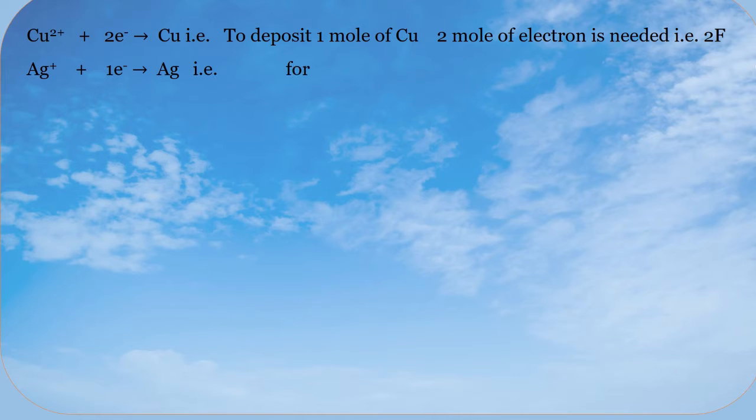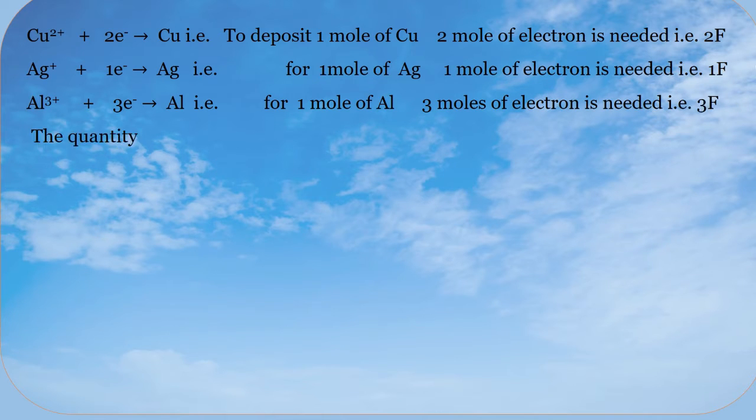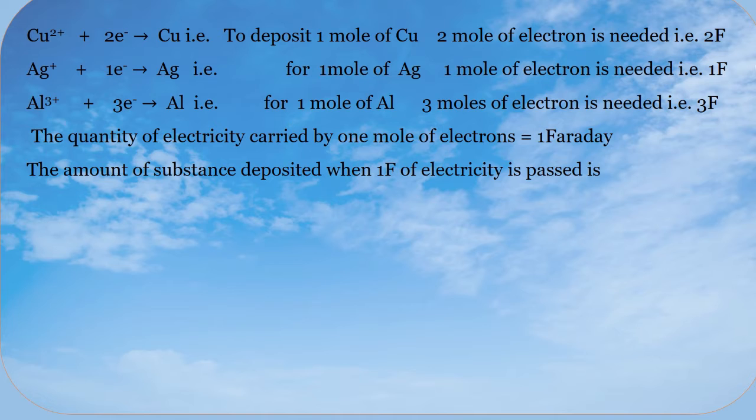Going by the same logic, you can see that in order to deposit 1 mole of silver, you will need 1 Faraday, and in order to deposit 1 mole of aluminum, you will require 3 Faraday. And you know that the quantity of electricity carried by 1 mole of electrons is equal to 1 Faraday. And the amount of substance deposited when 1 Faraday of electricity is passed is called the equivalent weight of the substance.